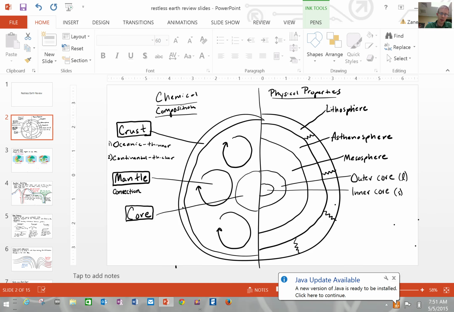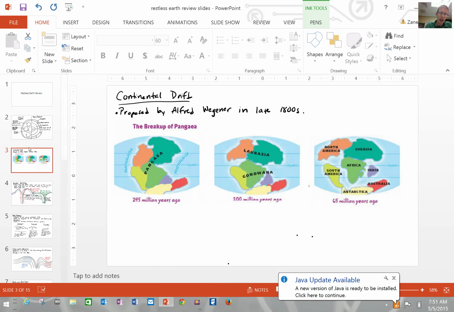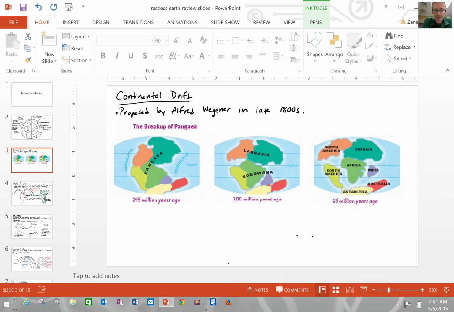Let's move on. Okay. Next thing I want to talk about is the theory of continental drift. Now, the big guy who came up with this was a guy by the name of Alfred Wegener, and he did this in the late 1800s. Now here's an illustration from your book. I mean, you guys already know that the continents seem to fit together like a puzzle. What you might not have known is the names of the different sections of continents.